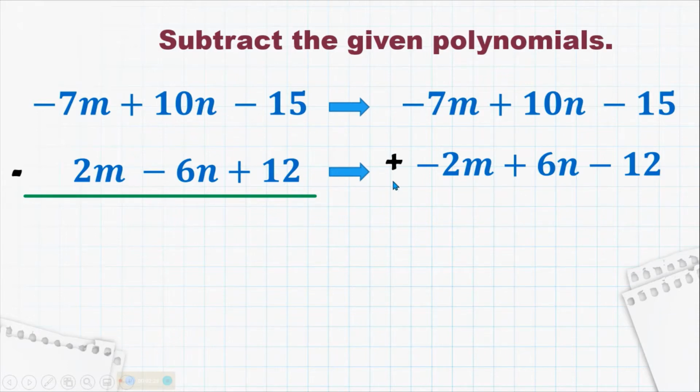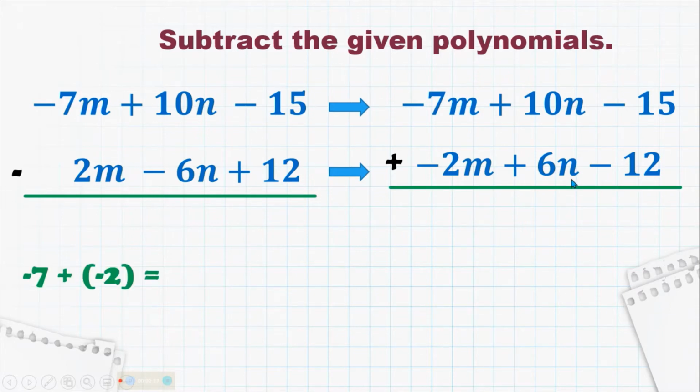So, yung positive, naging negative. Yung negative, naging positive. Yung positive, naging negative. Then, we will add 7 plus negative 2, parehas ng sign, we will add, then copy the sign, which is negative 9. So, ilalagay natin yung negative 9 dun. And then, copy the literal coefficient, which is m.